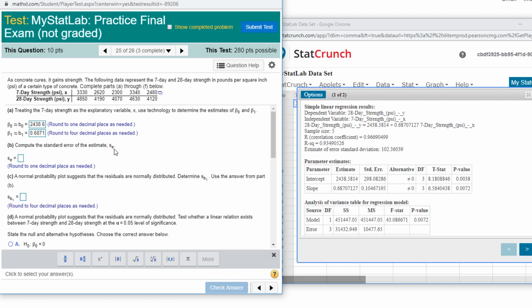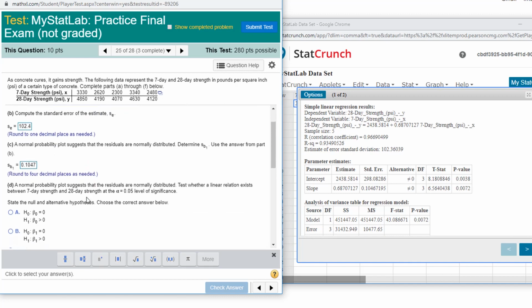For the standard error of the residuals, that's up at the top again. That's going to be 102.3, or actually 102.4, rounded to 1 decimal place. And then we're asked to find the standard error of the slope, and that's given in the table. I want 4 decimal places, so 0.1047, rounded up. Everything's rounding up, it seems.